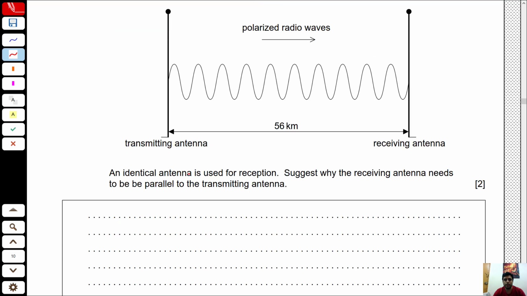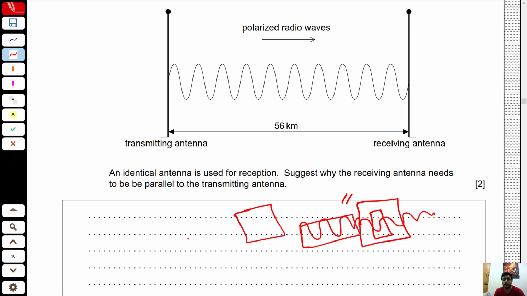And an identical antenna is used for reception. Suggest why the receiving antenna needs to be parallel to the transmitting antenna. Well, it needs to be parallel to the transmitting antenna. For example, if this is the transmitting antenna that only allows vertical plane of polarization to pass through, then the plane of polarization of the wave and the antenna must be parallel to each other so that maximum intensity of the wave can pass through.